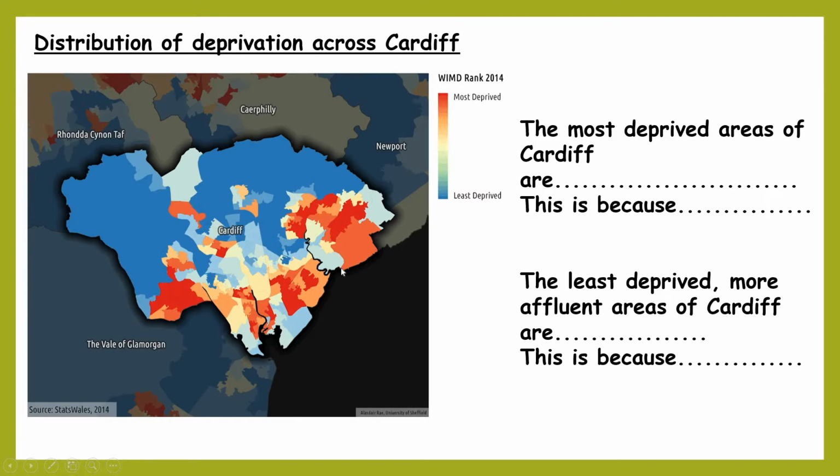So on Google Earth that we were just looking at, the M4 kind of runs past here, through Newport and off towards Bristol off the map here. So these are all the wards, all the areas of Cardiff. Which are the most deprived areas? Use your compass directions.